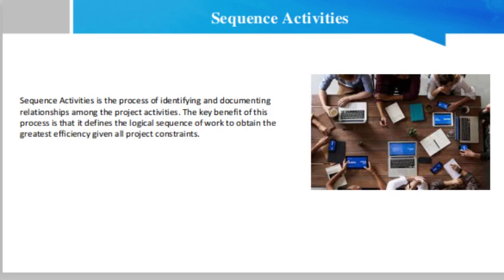Friends, sequence activities is the process of identifying and documenting relationships among the project activities. The key benefit of this process is that it defines the logical sequence of work to obtain the greatest efficiency given all project constraints. This process is performed throughout the project.